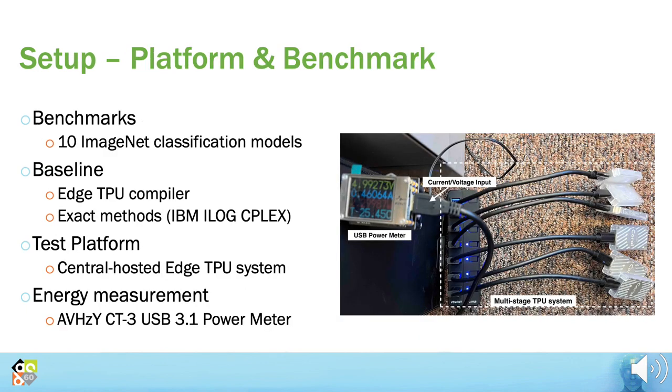In order to evaluate RESPECT performance, we use 10 models as benchmarks, that are shown in the previous slides. We compare RESPECT against the exact method and the official Edge TPU compiler. The Edge TPU compiler employs a heuristic method for graph scheduling. For the exact method, we utilize integer linear programming conducted on the IBM CPLEX solver. For real-world testing, we set up an Edge TPUs system with options of 4, 5, and 6-stage pipelining, as shown in the figure.